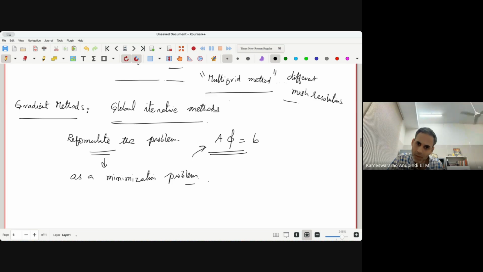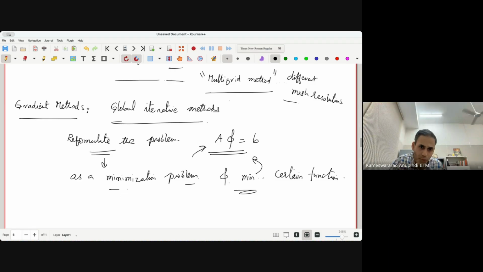That means if I have some function, I can always try to minimize that function. So they're going to build a function and say that if I can find the minimum of this function, that is the same as solving for A phi equal to B. That means phi, which happens to be the minimum of a certain function, which we are going to see soon, is also going to be the solution for A phi equal to B. So that is the idea in the gradient methods.